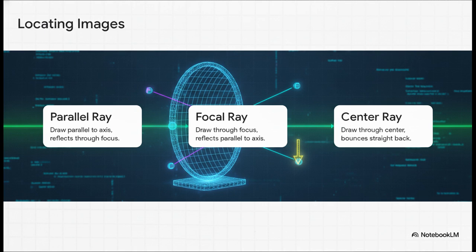Where those 3 glowing rays intersect on your readout, that is exactly where your image forms.